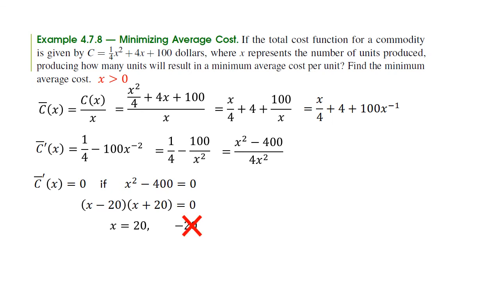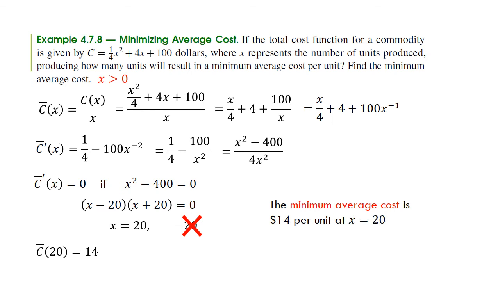And then calculate the average cost at 20, we have 14. So the minimum average cost is $14 per unit at x equals 20 units.